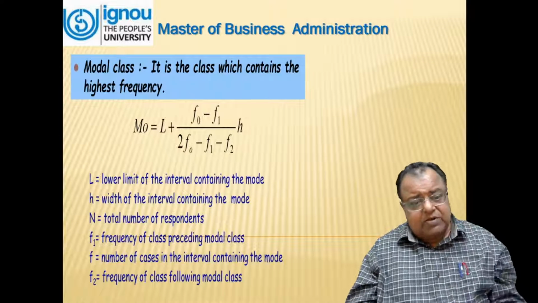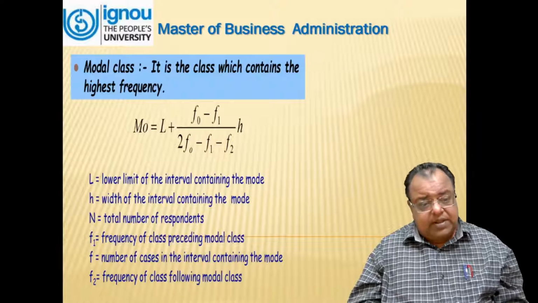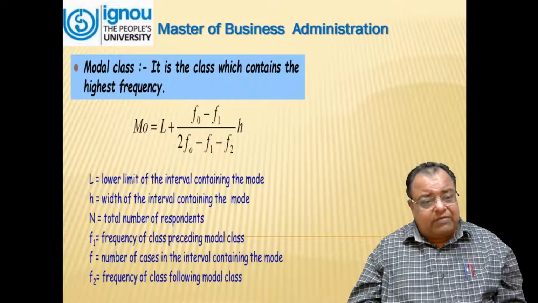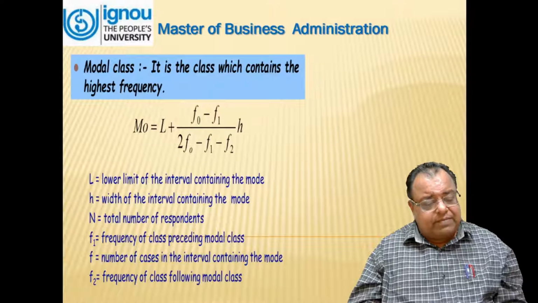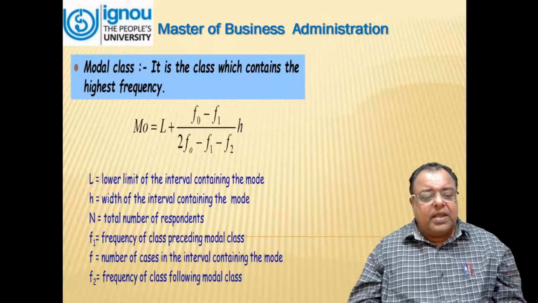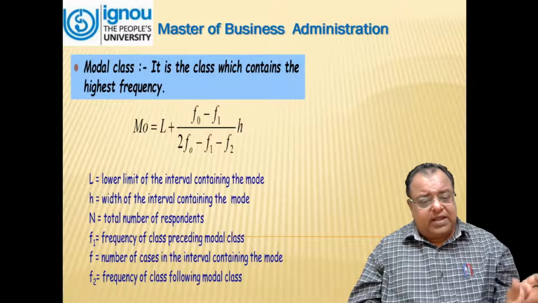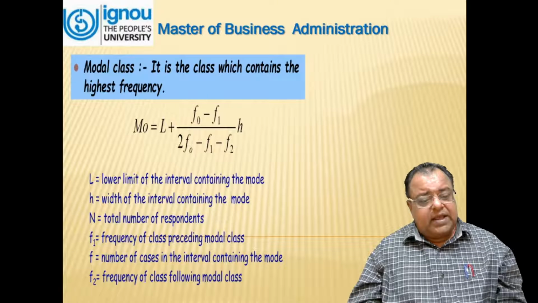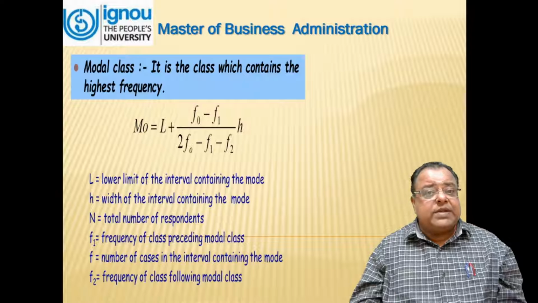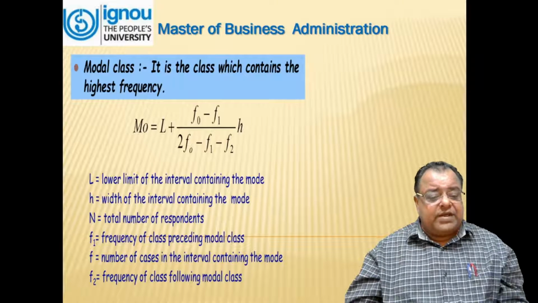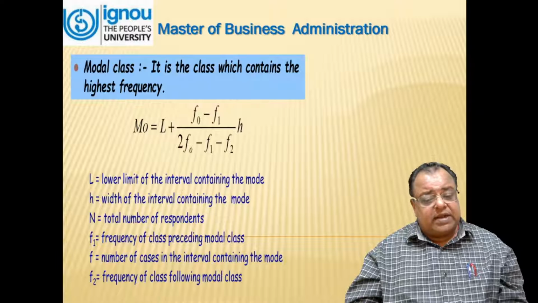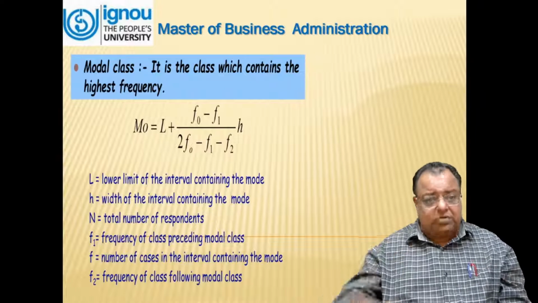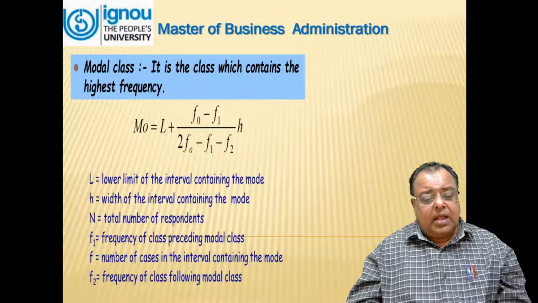where L is the lower limit of the interval containing the mode. For this L, you have to find out which frequency is the maximum, and that is visible in the frequency column. H or I is the width of the interval containing the mode, that means the class difference. N is the total number of respondents. F1 is the frequency of the class preceding the modal class. F is the number of cases in the interval containing the mode. And F2 is the frequency below the value of F.